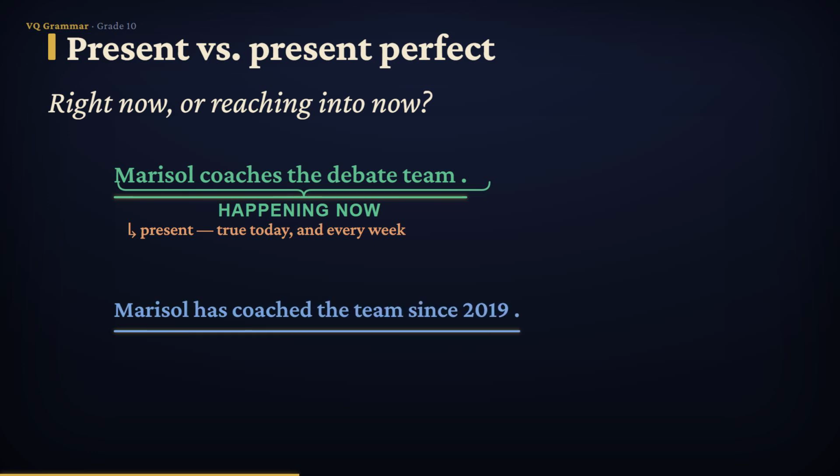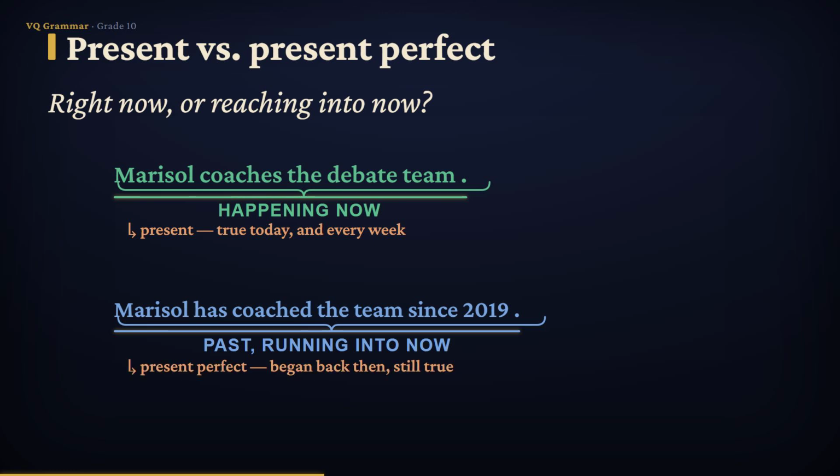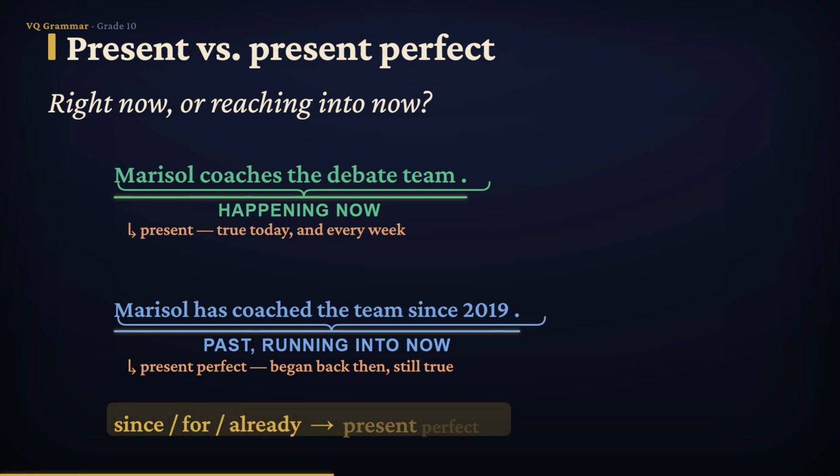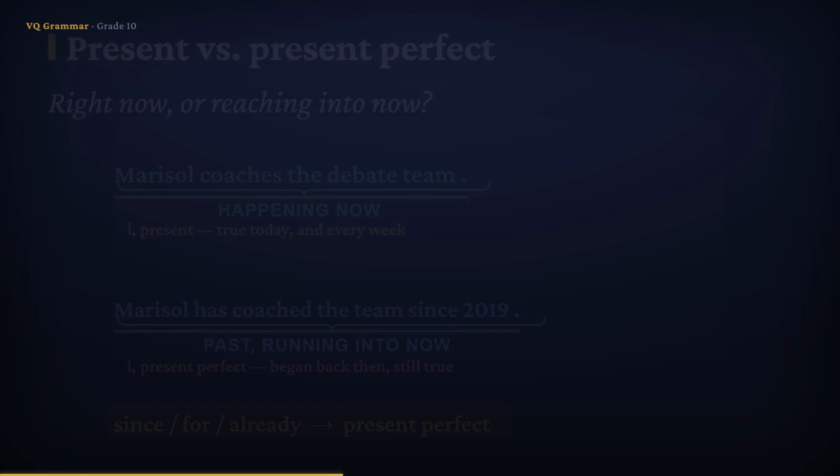Marisol has coached the team since 2019. Same person, same job, but hear the difference. Has coached is the present perfect, and it does something the simple present cannot. It reaches back to a starting point and pulls the action forward to right now. Notice the word that gave it away, since. Whenever you see since, or for, or already, your hands should reach for the present perfect.